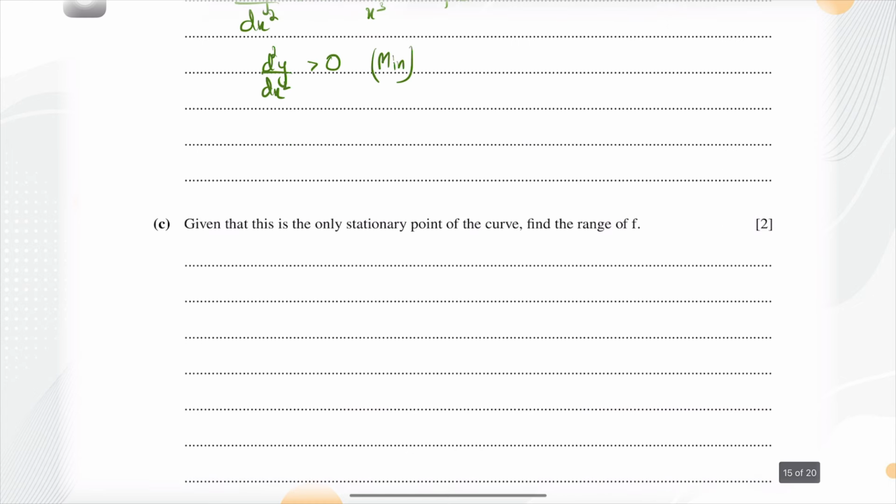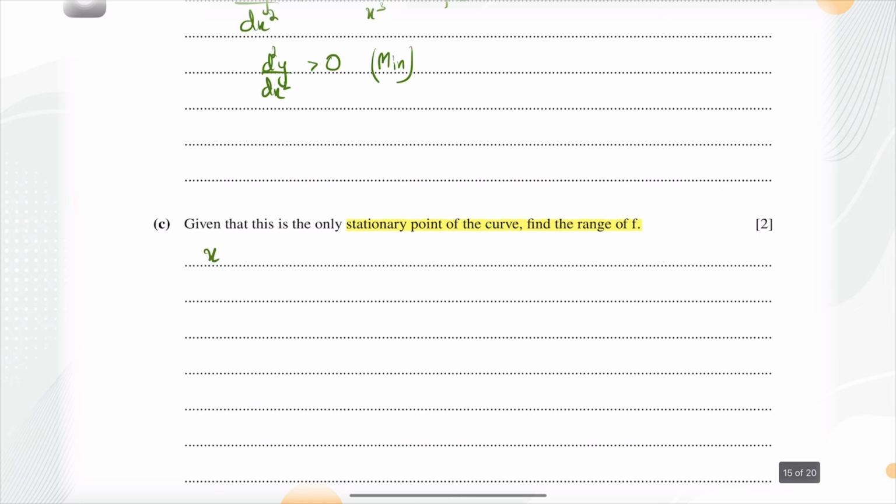Given that this is the only stationary point of the curve, find the range of f. So it's a minimum point and it's also a stationary point. How will I find out the range? If I know what the minimum point on the curve is, let's say, hypothetically speaking, the minimum point is 5. We don't know what that is, obviously, we'll work it out. But if the minimum point on the curve is 5, can we determine the range? Yes, sir. What will it be? f of x greater than or equal to 5.